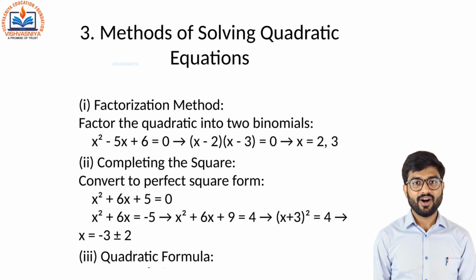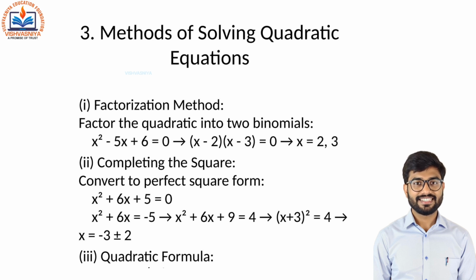Now let's move on to the completing the square method. Take the equation x² + 6x + 5 = 0. We start by shifting the constant to the other side. x² + 6x = -5. Now, to complete the square, add 9 to both sides. x² + 6x + 9 = 4.